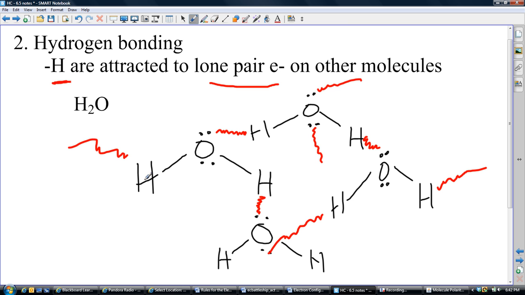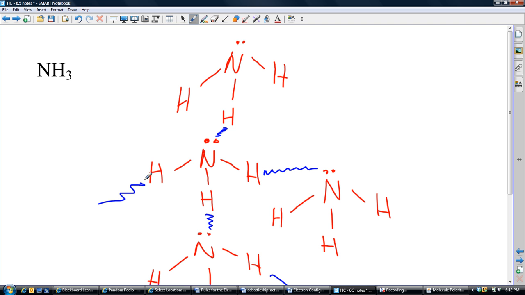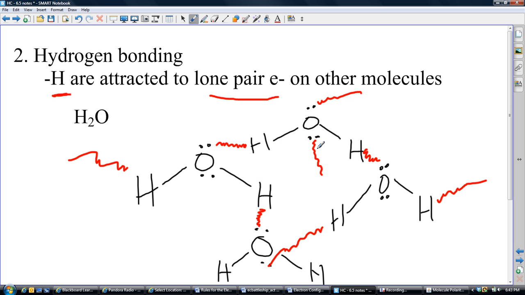Another one we're going to look at is ammonia. We notice here with ammonia, it's the same concept. You have certain hydrogens attracted to lone pairs of electrons on the nitrogens. The difference is there's not as many lone pairs of electrons. So there's hydrogens that are not necessarily going to be able to pair up or be influenced by a set of electrons. Whereas if we look back here at water, there's a lot more interactions.